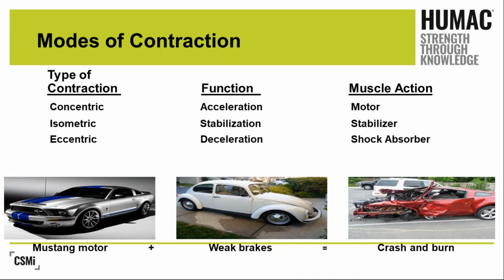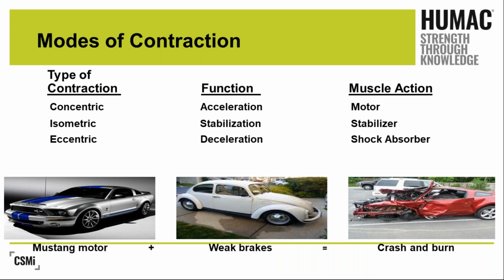If you want to accelerate, you want the concentric contraction. Isometric is more functional from a stabilization standpoint. The muscle is going to act as a stabilizer. And eccentrics, again, the function is deceleration. The muscle action is really to be like a brake or a shock absorber.